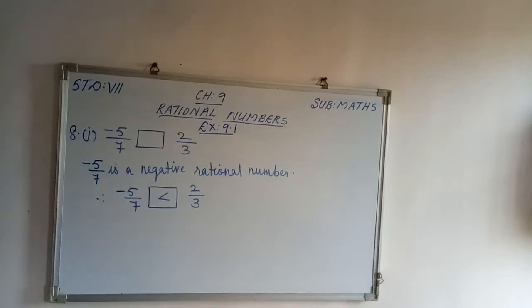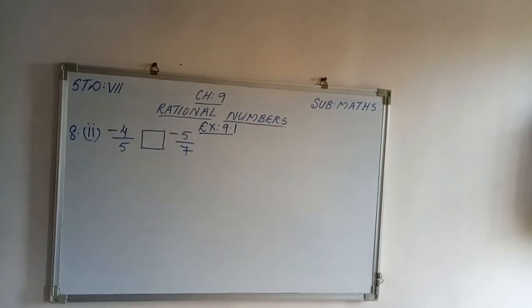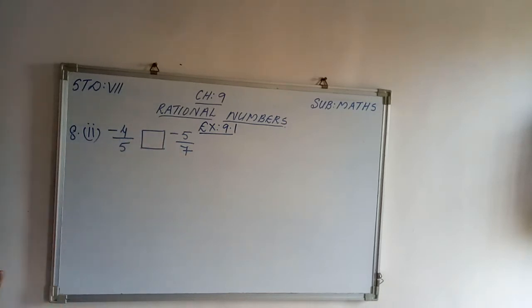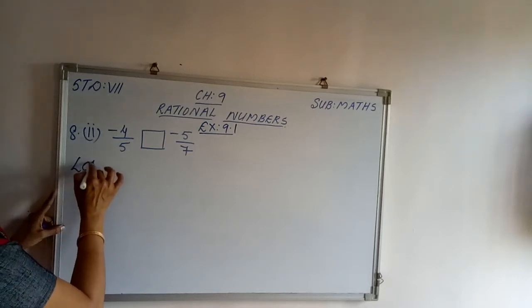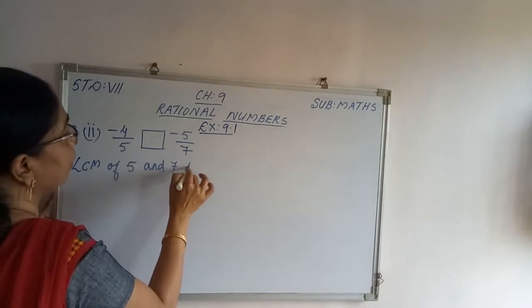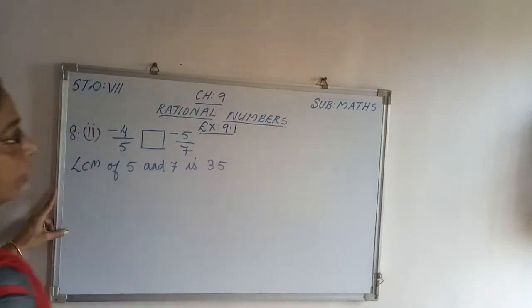Minus 4 upon 5 and minus 5 upon 7. Here see in this, minus 4 upon 5, minus 5 upon 7. Both are negative rational numbers. And the denominators are also different. So what we have to do? First we have to make the denominator same. For that, find out the LCM. So LCM of 5 and 7, it is 35, isn't it?